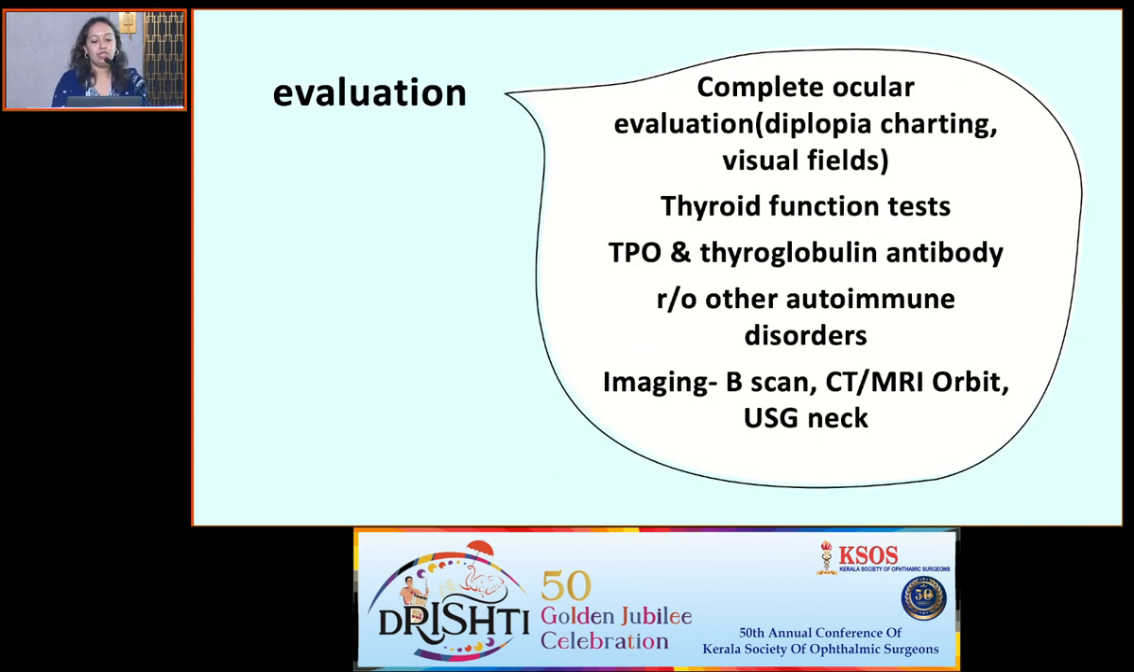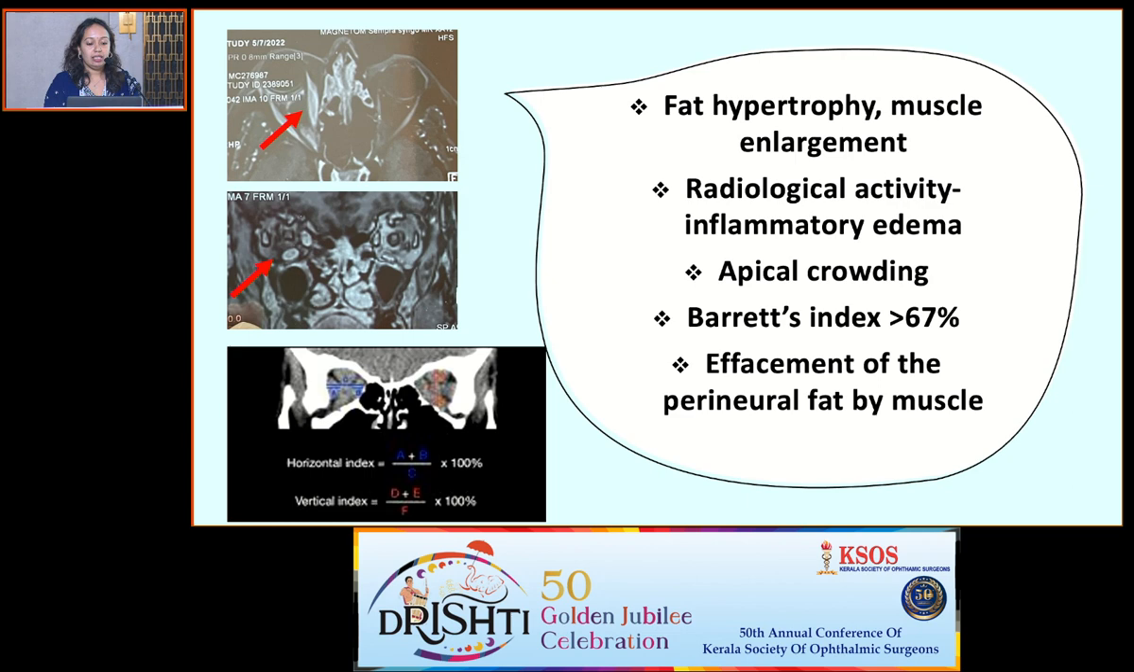So for evaluation, we should do complete ocular evaluation, including diplopia charting and visual fields. We should do thyroid function test, including TPO and thyroglobulin antibody. We have to rule out other autoimmune disorders like myasthenia gravis. The imaging is also very important. CT is the most common investigation we do. In that, we should check for fat hypertrophy, muscle enlargement, which is shown with the red arrow.